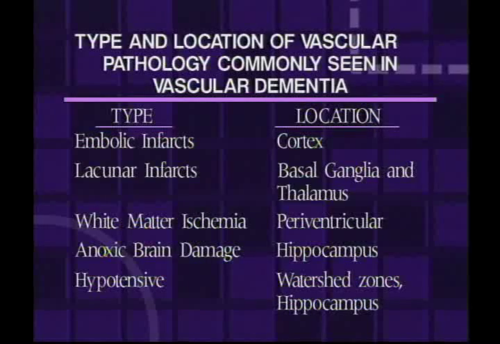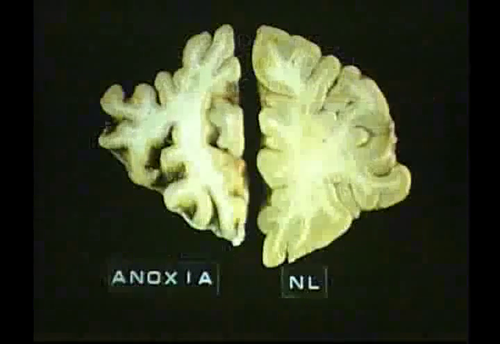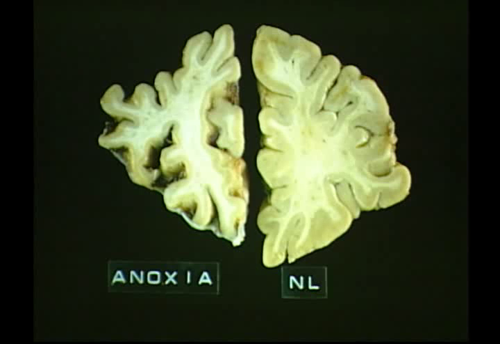Other types of pathology also occur, however. One is what's referred to as white matter ischemia, and that's seen primarily in the periventricular zone, and another is what's referred to as anoxic brain damage. In this next graphic, we see on the right a normal frontal lobe, and on the left, we see the frontal lobe from an individual who had a cardiac arrest and for whom it took a long time for resuscitation to restore blood flow.